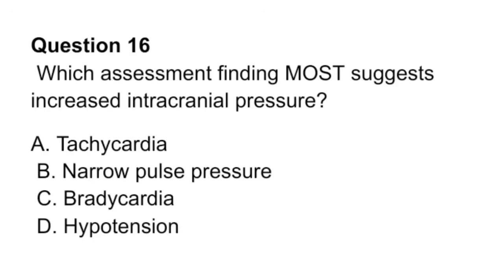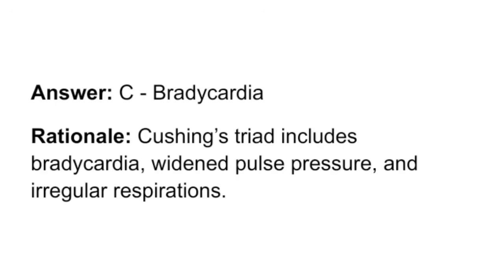Question 16. Which assessment finding most suggests increased intracranial pressure? A. Tachycardia. B. Narrow pulse pressure. C. Bradycardia. D. Hypotension. Answer C. Bradycardia. Cushing's triad includes bradycardia, widened pulse pressure, and irregular respirations.